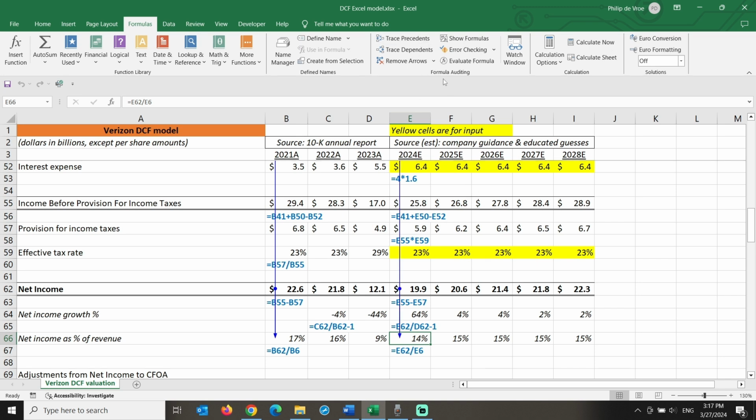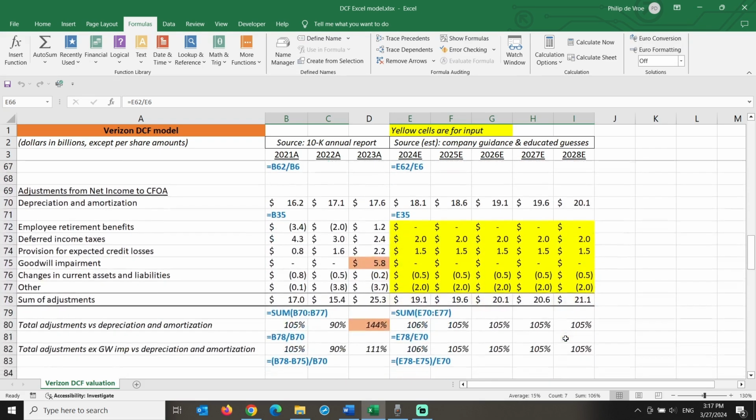Just like the operating income percentage, this is not an input, but a very important outcome to check. At 14 to 15% of revenue, this is lower than the 2021-2022 actuals. So once again, I don't think the forecast looks overly aggressive here.